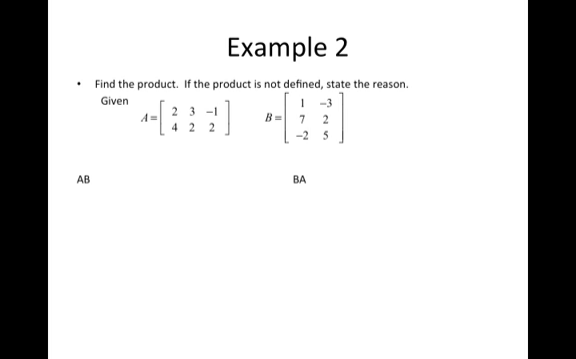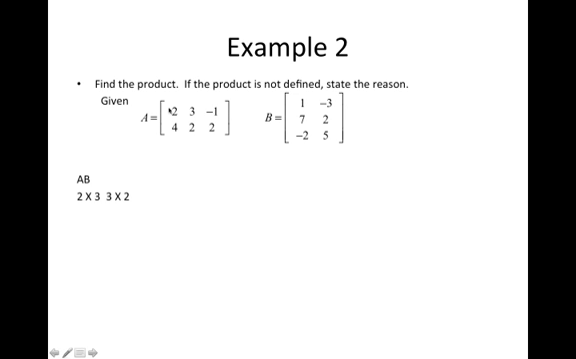Alright, so we're going to find the product. If the product is not defined, we're going to state the reason. So first thing we're going to do is check to make sure whatever product we're being asked to find exists. So we've got AB and BA. Let's look at AB first.